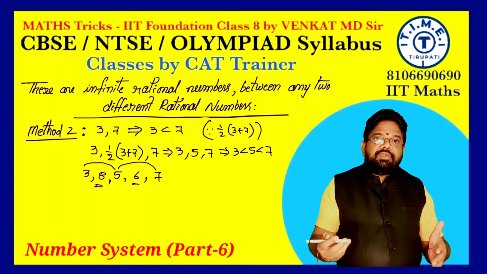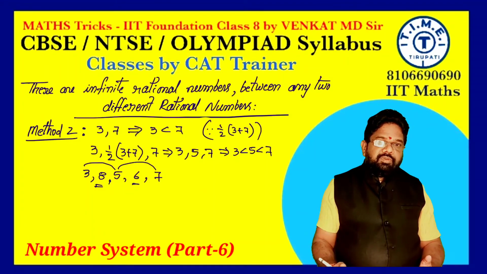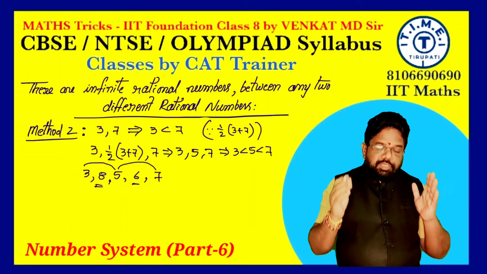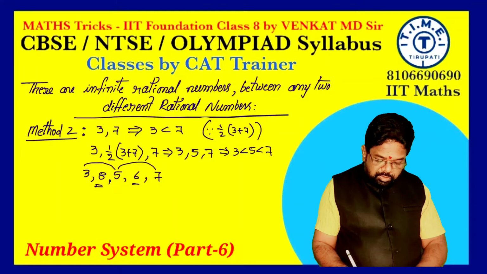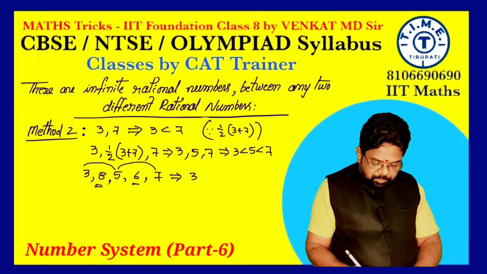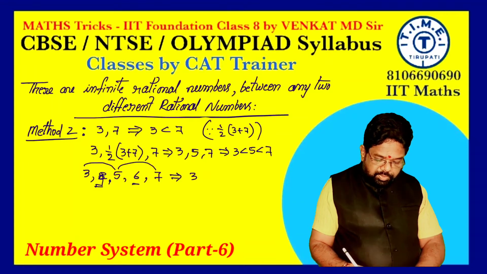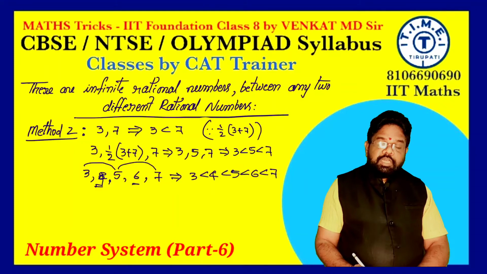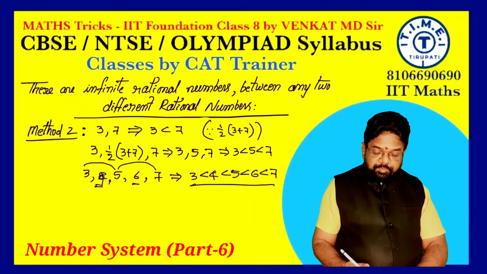That is the second method. Just like this, we can arrange infinite rational numbers between any two rational numbers. Observe that 3 plus 5, 8 by 2, is 4. 3 is less than 4, 4 is less than 5, 5 is less than 6, 6 is less than 7. They are in order.